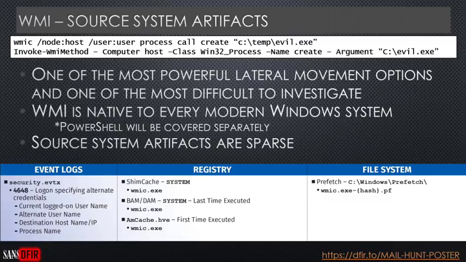Part of the reason is that most of the artifacts with WMI aren't stored in a typical location. They're not stored in separate files. They're actually stored in a database, which we'll talk about on the next slide when we get to what happens on the destination. But from the source system, if we look at WMI, a couple of different ways of invoking it is the command line version of WMI, the WMIC command, which many of you are probably familiar with.